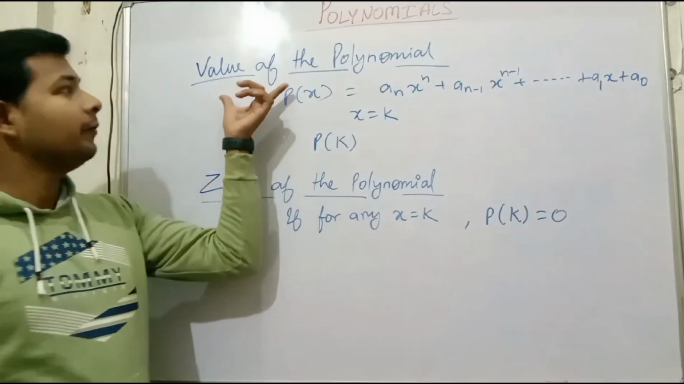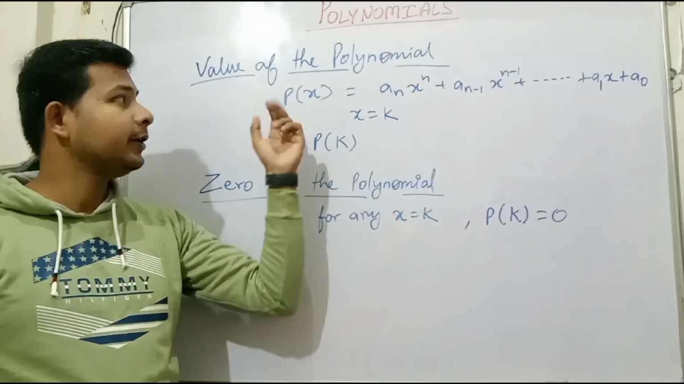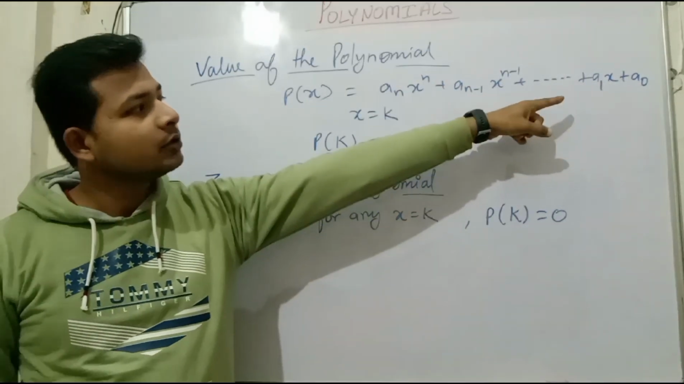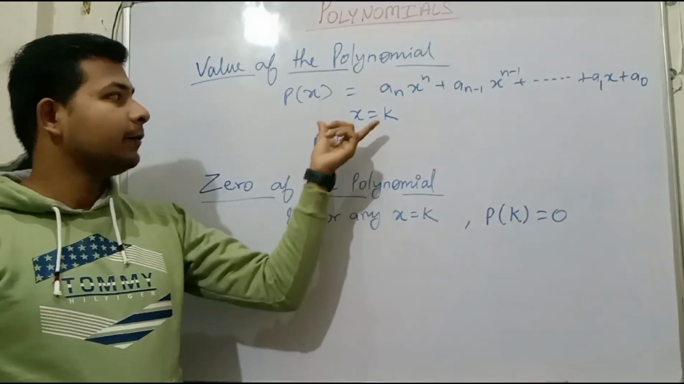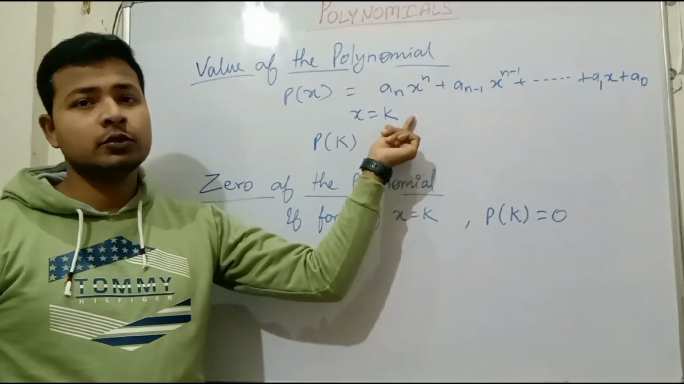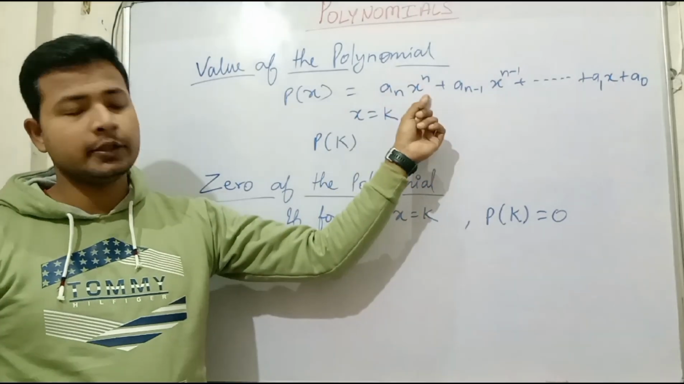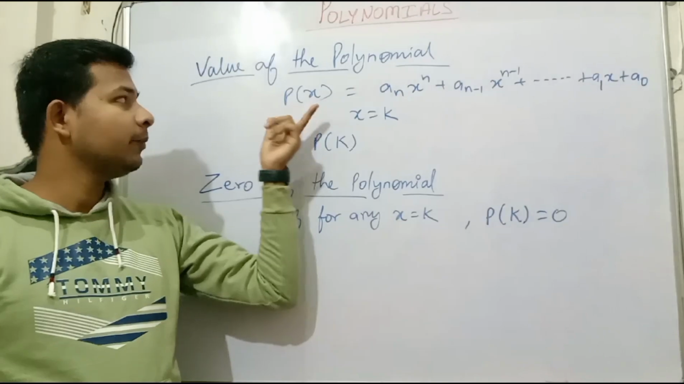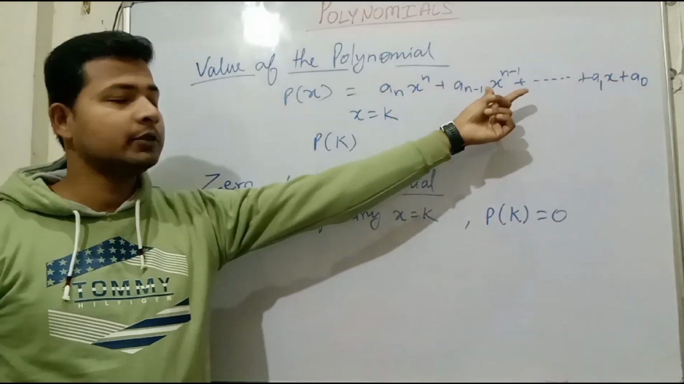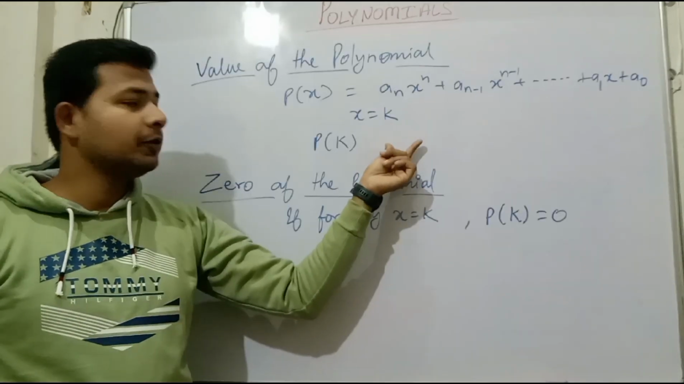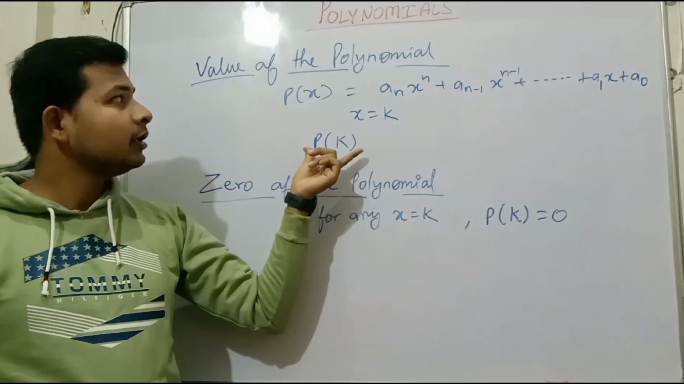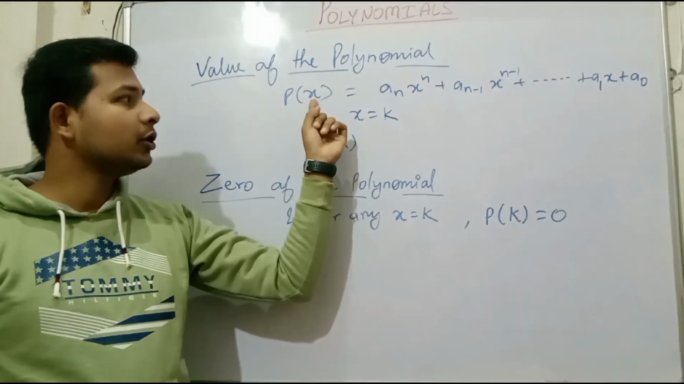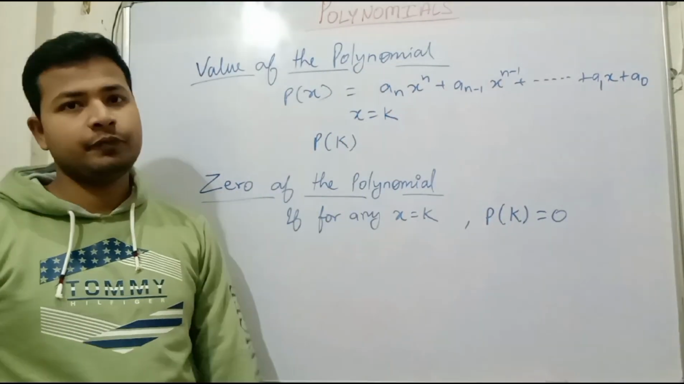The next topic is the value of the polynomial. If we are given a polynomial p(x), that is a_n x^n plus so on plus a_0, and we put x equal to k, where k is any constant, in the place of x we have to put k. p(k) is the value of this. If you solve that, this will give you a constant. Then this answer will be known as the value of that polynomial at point k.